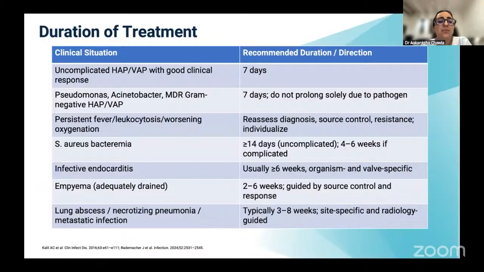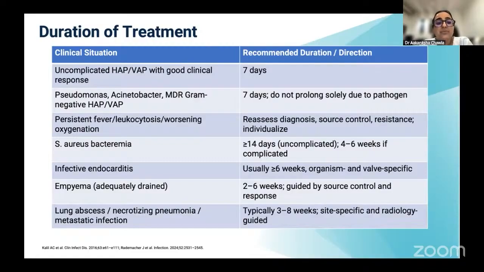Duration of treatment. For uncomplicated HAP/VAP with good clinical response, usually 7 to 10 days is the adequate duration. For patients with Pseudomonas, Acinetobacter, MDR gram-negative HAP/VAP, generally 7 to 14 days, but do not prolong solely because the pathogen was a drug-resistant pathogen.